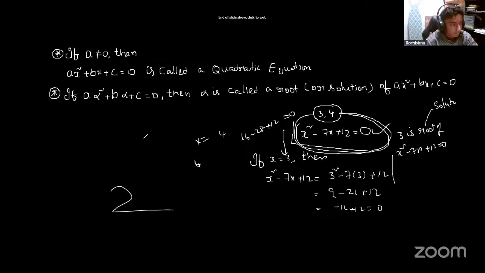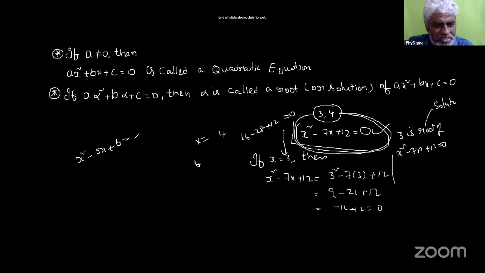Now I am asking you, x square minus 5x plus 6 is equal to 0. It is a quadratic equation, right? I am taking one root. x is equal to 2 is the root of it. Check it. Is it correct to say x is equal to 2 is the root of it?